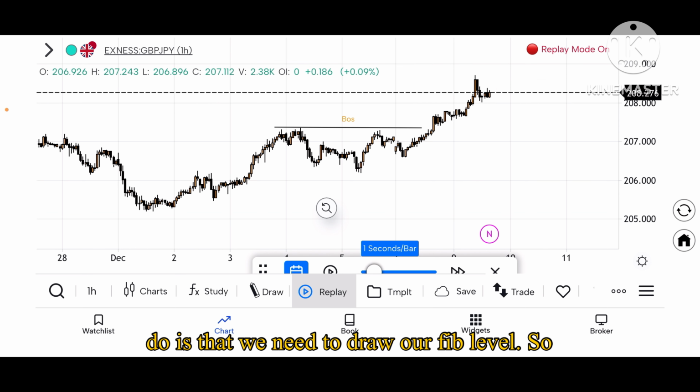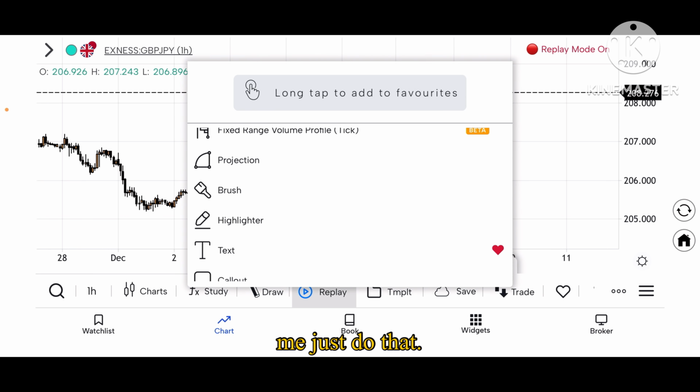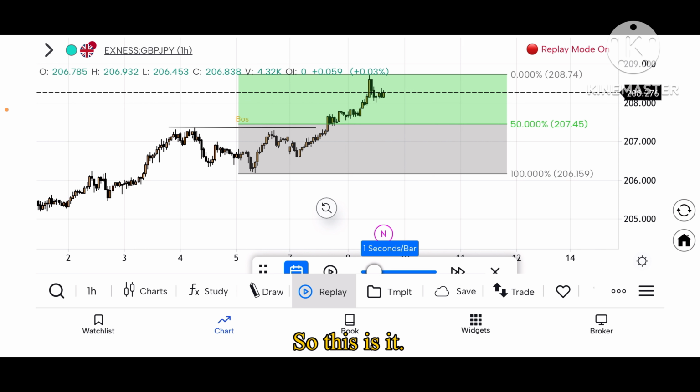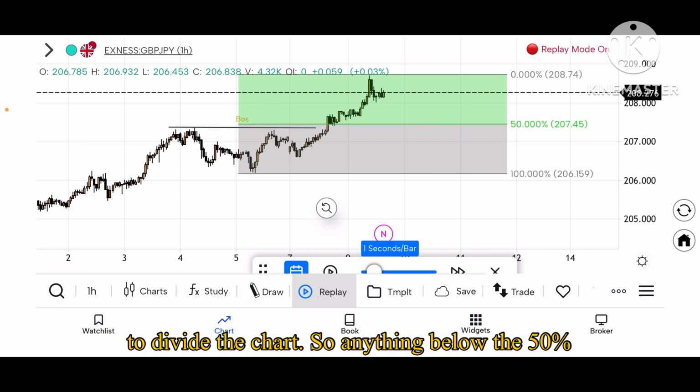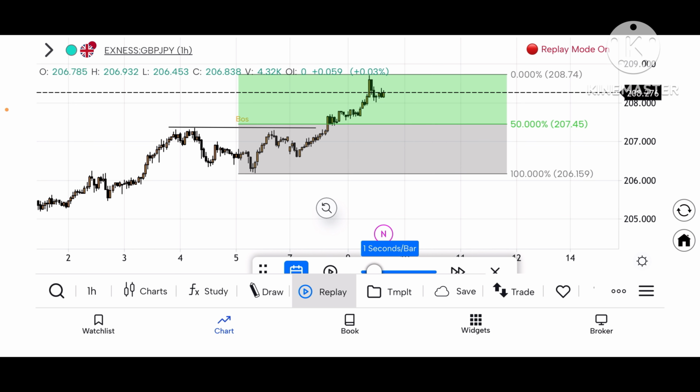The next thing we need to do is draw our fib level. So we need to know our discount and premium zones. So that's the next thing we need to do. So let me just do that now. So this is it. I use the Fibonacci tool to divide the chart. So anything below the 50% is the discount zone, anything above is the premium.